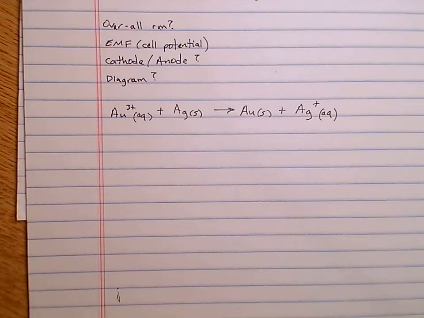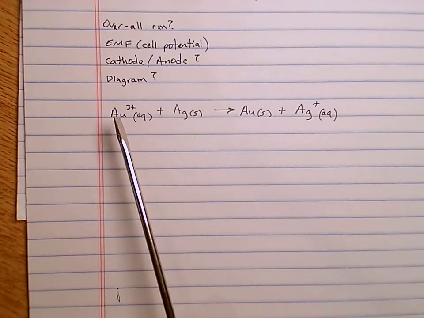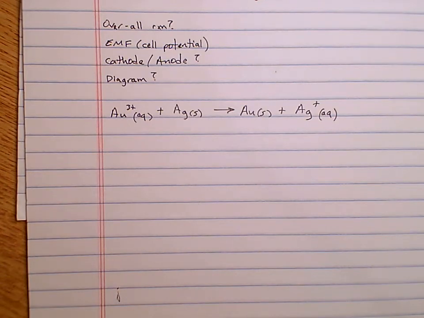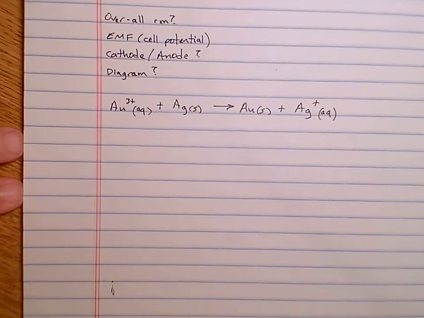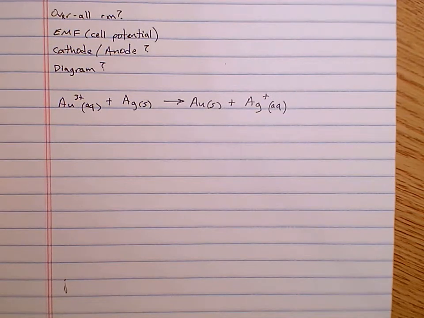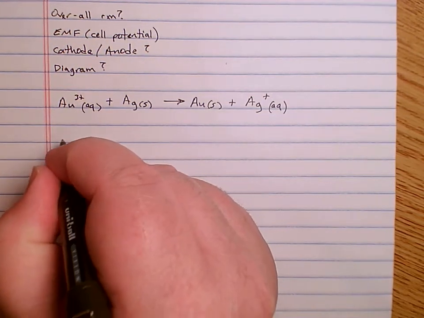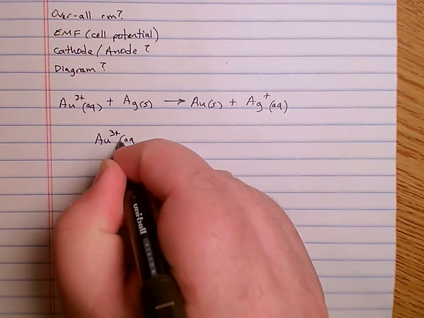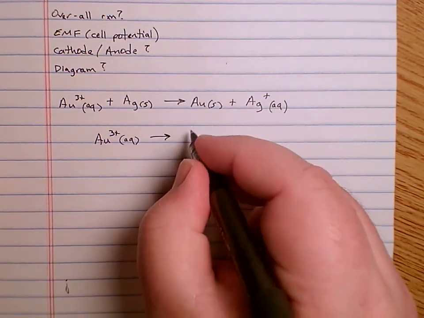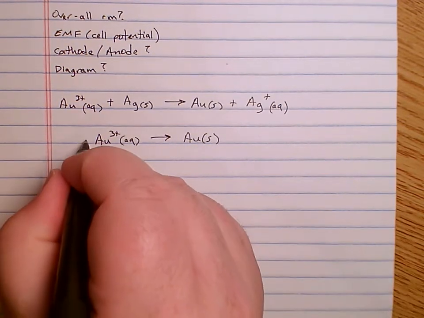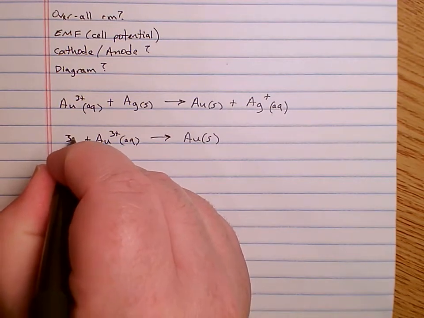Turns out it's not balanced because, yes, I've got 1, 1, 1, and 1, but my charges are not balanced here. So we need to balance this overall reaction. How do we do that? First, separate into the half reactions. Note, separating into half reactions is really going to help us work out the rest of this problem too. So, all right, first half reaction, Au3 plus aqueous goes to Au solid, and as we noted from our table, it's plus 3 electrons.